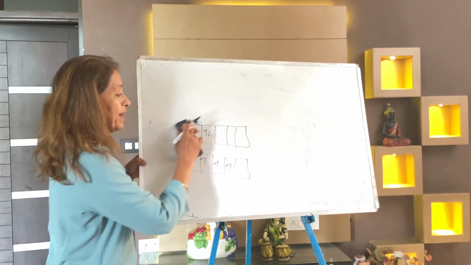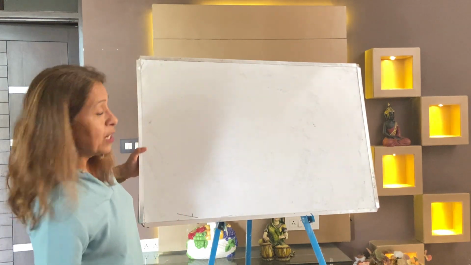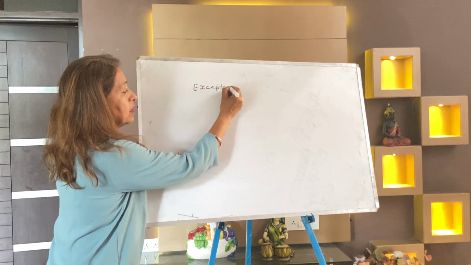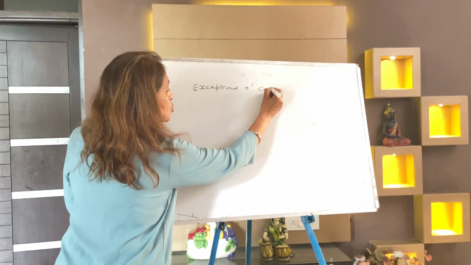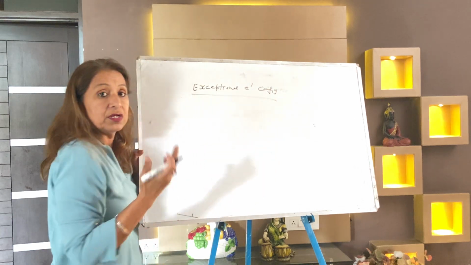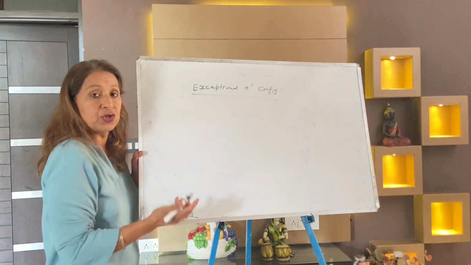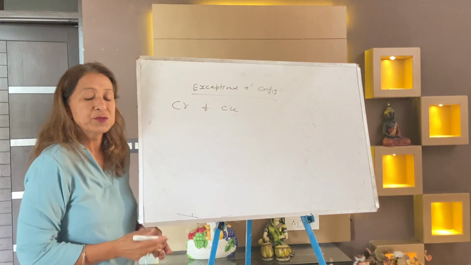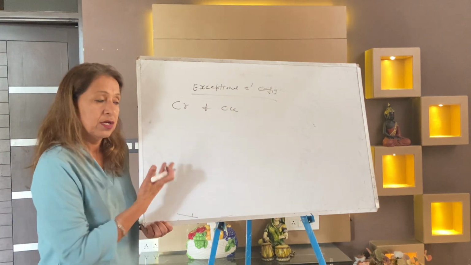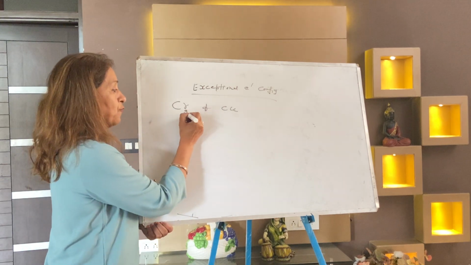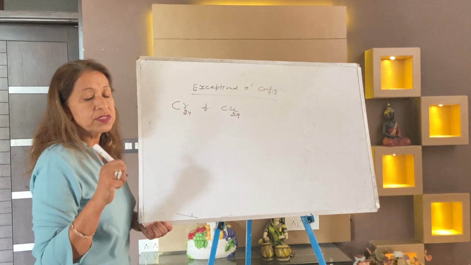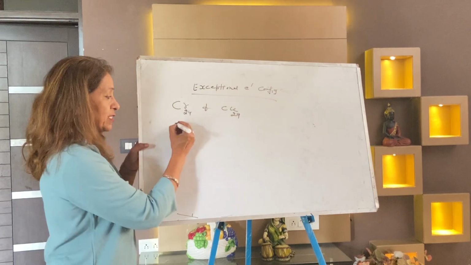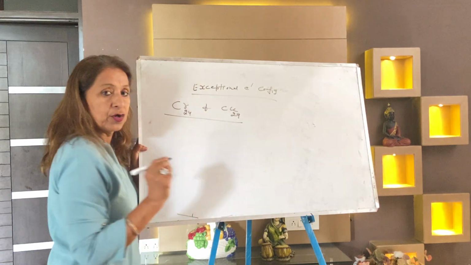Now, dear children, just one thing left: two elements. The subheading is exceptional electronic configuration, of two elements, chromium and copper. Make a heading, exceptional configuration, and why it is exceptional, you will see now. Write down 24 and 29. First, we will write the actual one. After that, we will change. And why will we change? The answer will tell you.